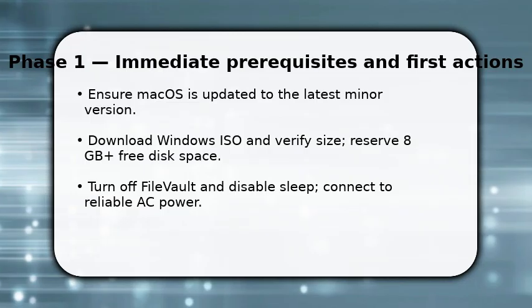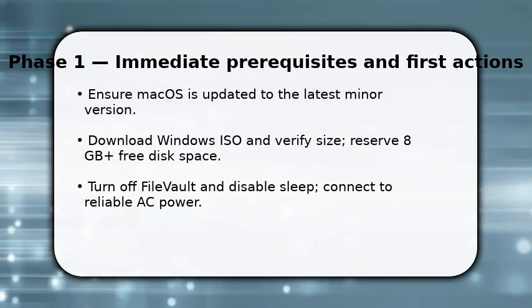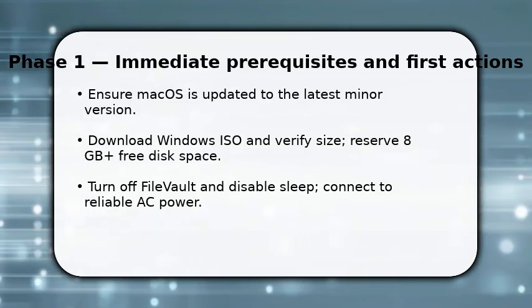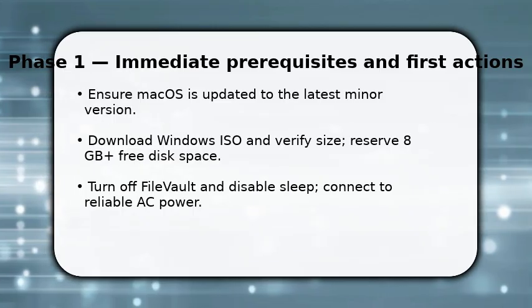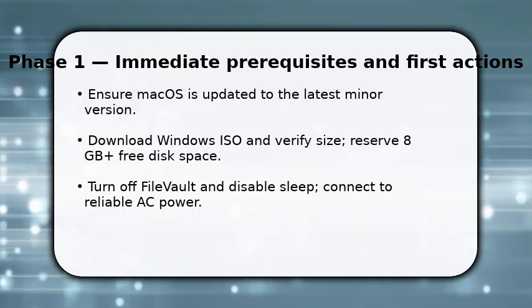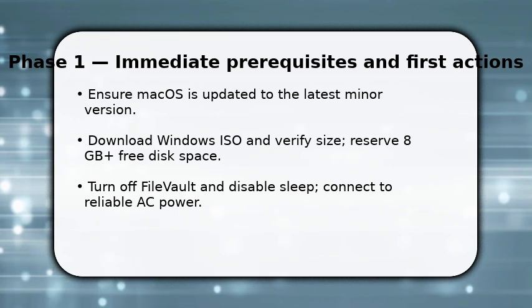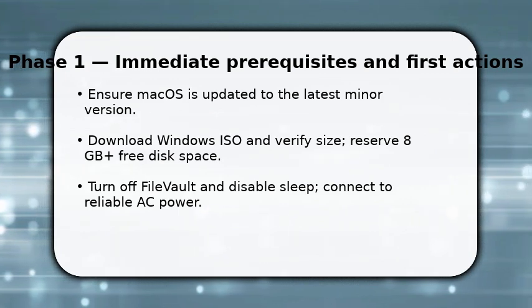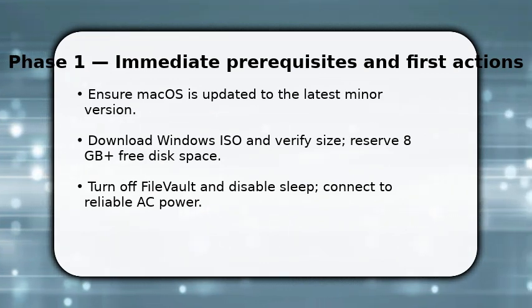Next, open Boot Camp Assistant and choose the option to install without a USB if available, or use the ISO directly. You're now ready to create the Windows partition. Proceed carefully, because partition sizes are not trivial to change later.